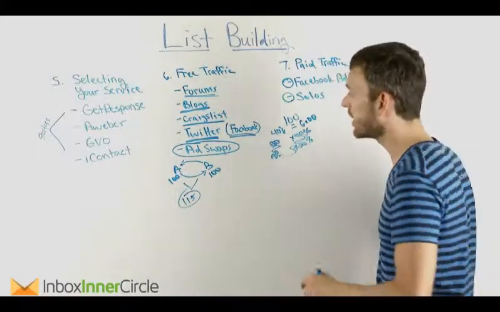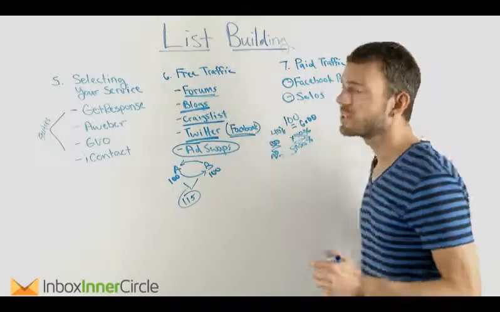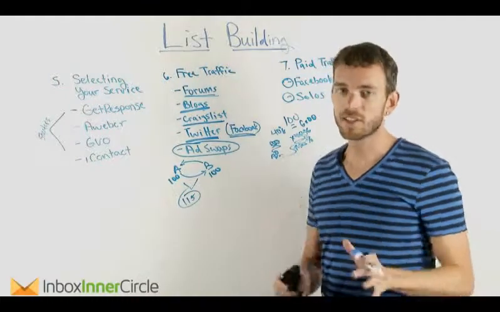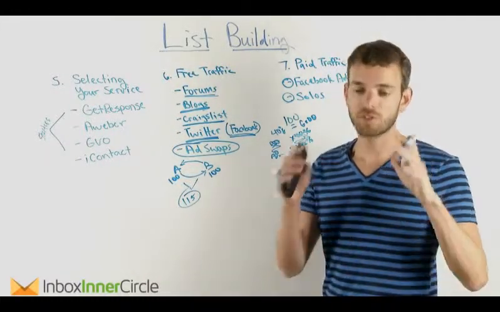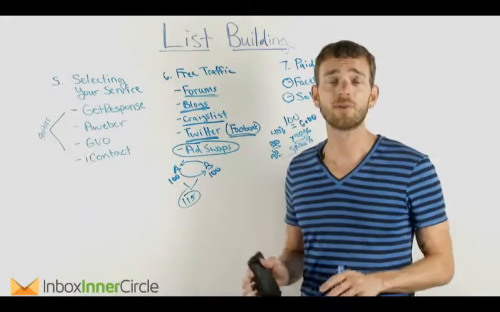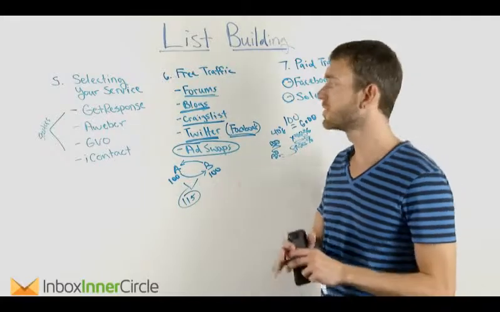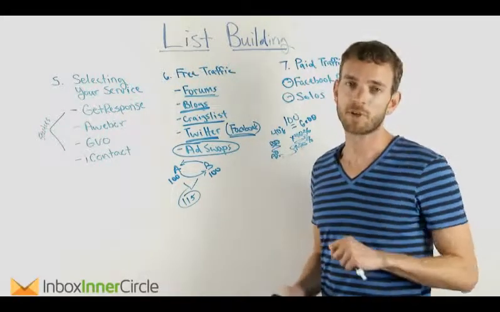Then if you compound that with ad swaps and some of this free stuff, you can build your list by 500 subscribers a month very easily without having to learn a whole lot of marketing. That allows you to just simply focus on really what's important, which is sending the emails, selecting the right offers, and making sure that you're profiting from your email marketing.